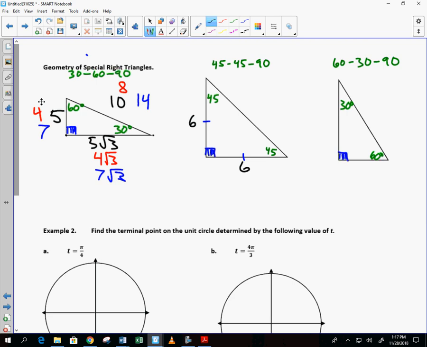6. Is everybody convinced there? What could I then do to find this length? What could I use? Pythagorean theorem. Instead of using Pythagorean theorem, let's just trust that instead of multiplying by the square root of 3, we multiply by the square root of? Anybody remember? 2.